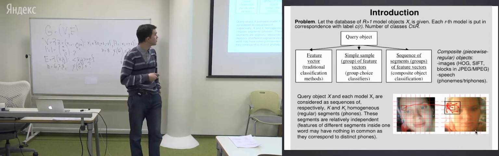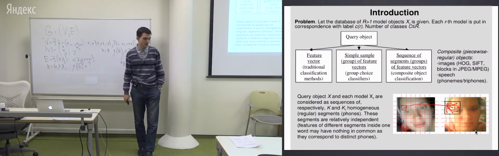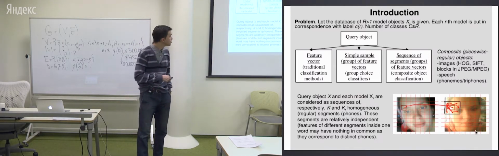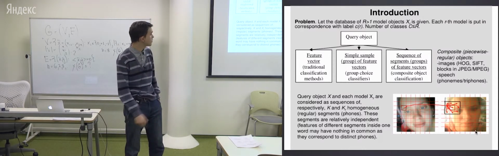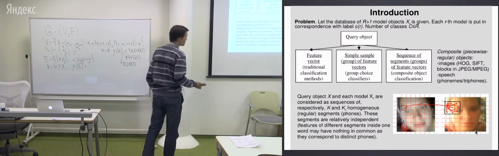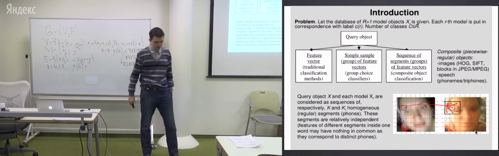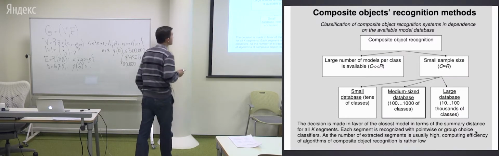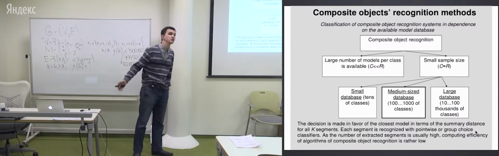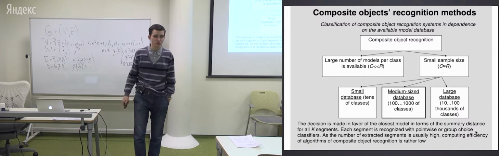Here is an example for image processing. It's actually the same: we have short segments, and we compare them with the neighborhood of segments. It's similar to the dynamic time warping method in image recognition. So the classification methods depend on the properties of the available models database, for sure.